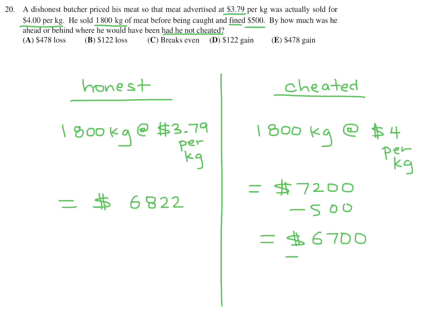So they're saying, how much did he gain or how much did he lose by getting into this situation? How much was he ahead or behind where he would have been had he not cheated? All right. So had he not cheated, it would have been 6,822. He cheated, and unfortunately, he only made 6,700 after the fine. So he lost $122 by doing that, by cheating and getting fined. So the answer to number 20 is B.